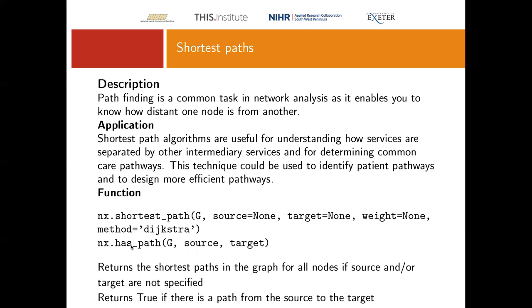And you can also see if there is a path between two nodes as the first thing that you do, just to see if there is a shortest path. Use has path, G, and define your source and target node for that. And those sources and targets, again, these are the node IDs that you'll be using.